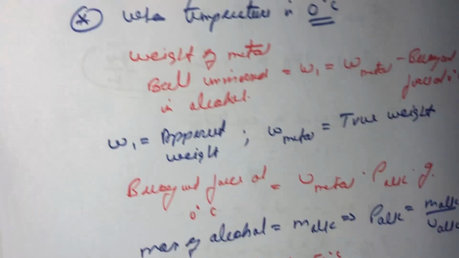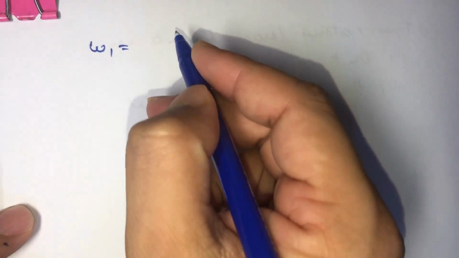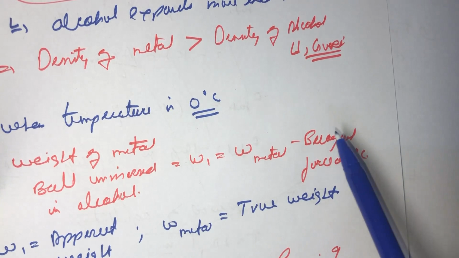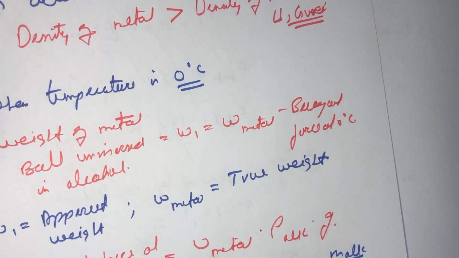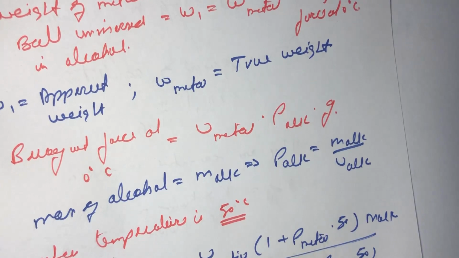So let us write next. Now it is quite simple calculations, not much left now. So we found out our W1. Let us substitute the buoyant force by this formula, rho metal V metal rho alcohol G, and similarly for W2, and make a comparison between the two.